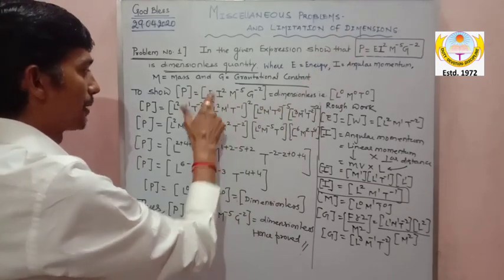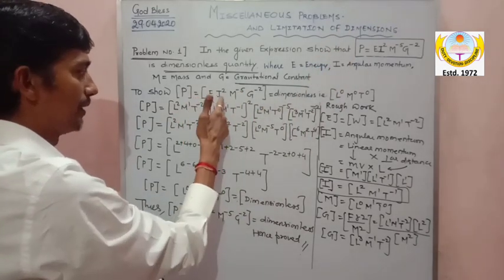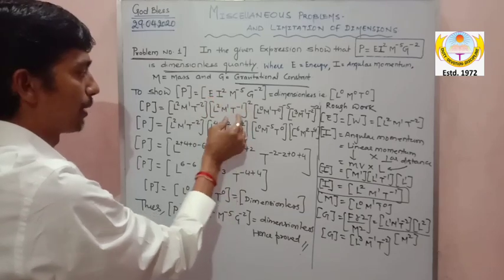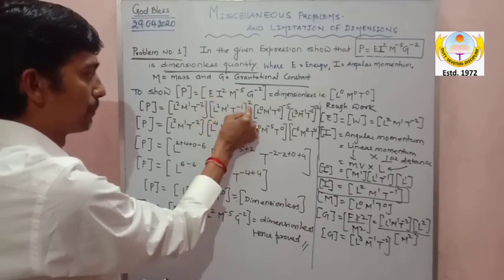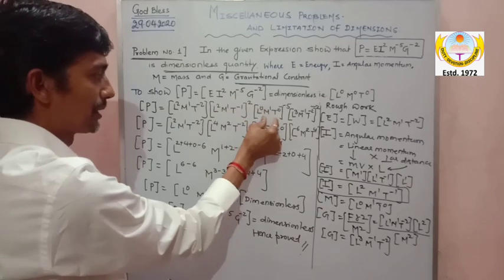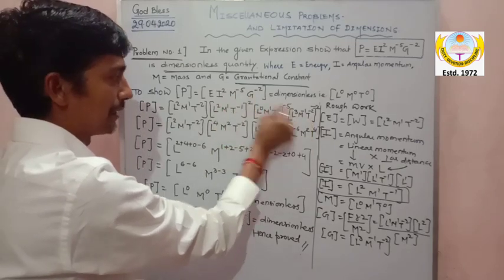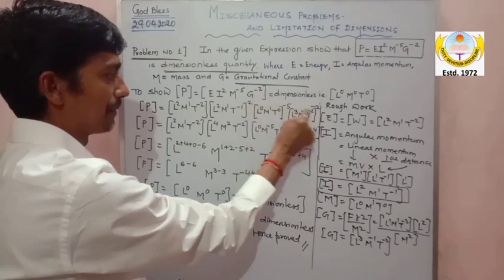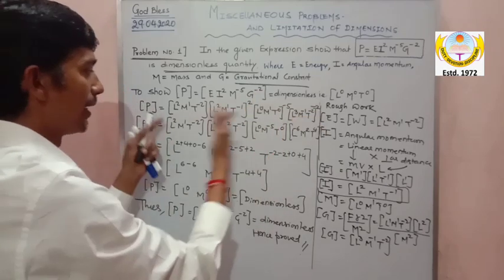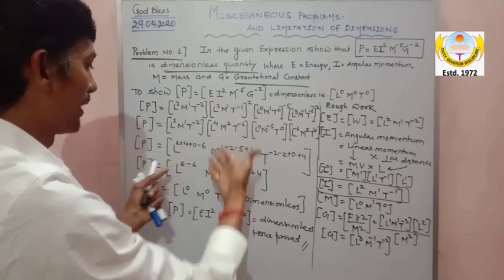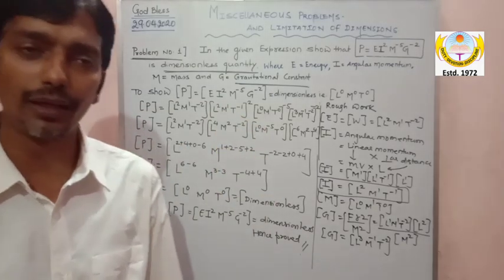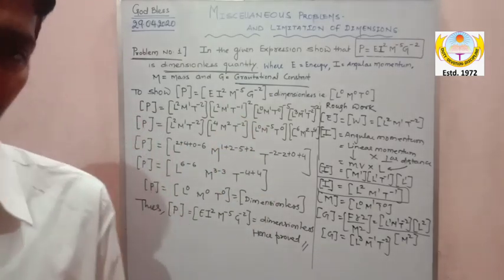Here energy has a power of 1, so I have put 1. My angular momentum has power 2, so I put the dimension of angular momentum with power 2. Mass dimension I put with power minus 5. Gravitational constant dimension I put here and the power is given as minus 2, so I put minus 2. And then I use algebra to multiply and get the result. So I hope you all understood. Now let's go to the next question.